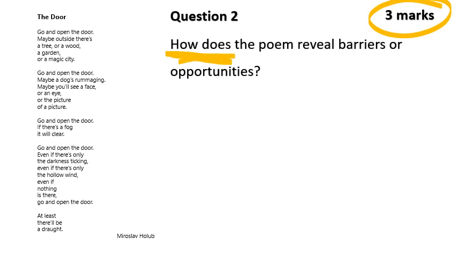Let's look at this poem, The Door. Go and open the door. Maybe outside there's a tree or a wood, a garden or a magic city. Go and open the door. Maybe a dog's rummaging. Maybe you'll see a face or an eye or the picture of a picture. Go and open the door. If there's a fog, it will clear. Go and open the door. Even if there's only the darkness ticking, even if there's only the hollow wind, even if nothing is there, go and open the door. At least there'll be a draft.